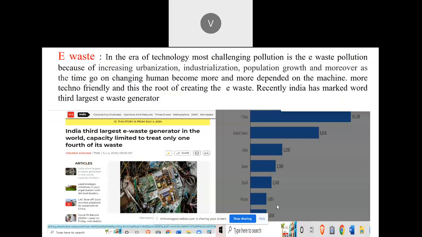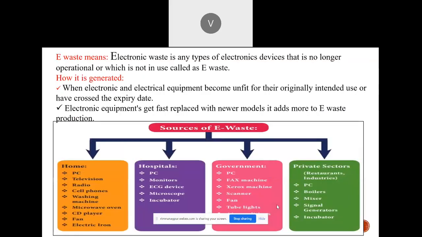But in the era of technology, the most challenging pollution is the e-waste pollution, because of the increasing urbanization, industrialization, population growth, and moreover, as the time goes on changing, the human becomes more and more dependent on the machines, more techno-friendly, and this is the root cause of e-waste. Recently, India has marked the world's third largest e-waste generator after China and United States. Annually, India produces near about 3,230 into 1,000 metric tons of e-waste per year.